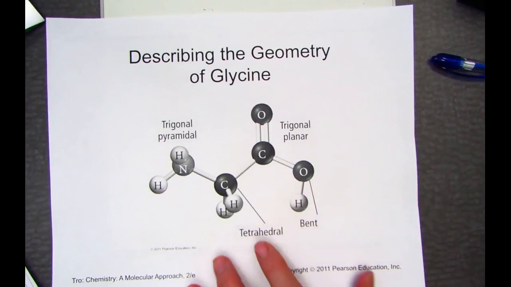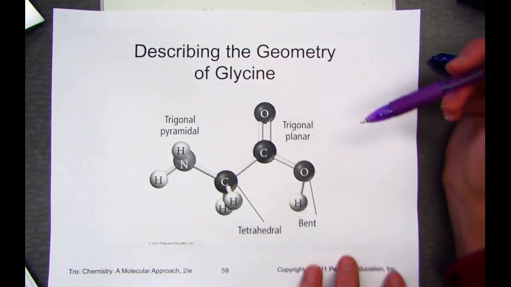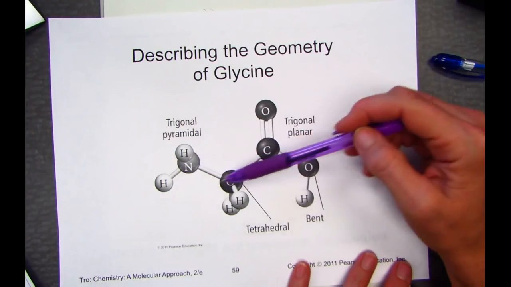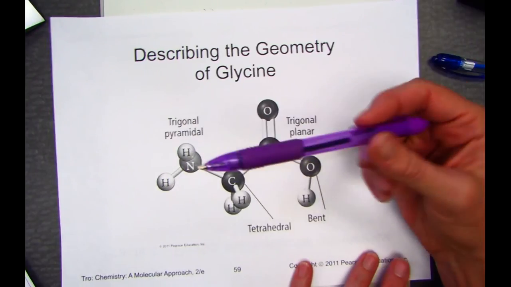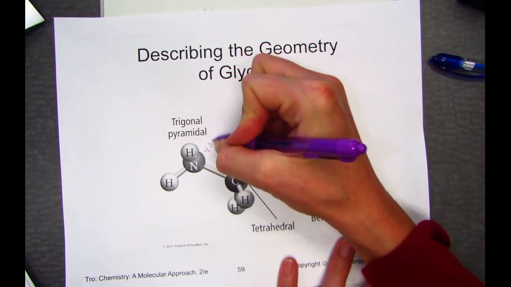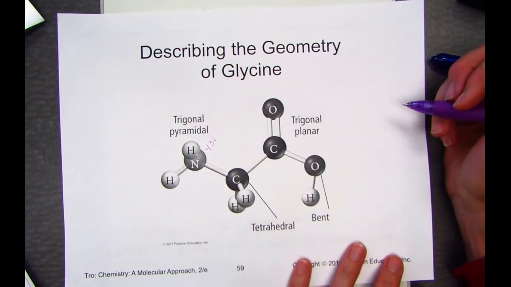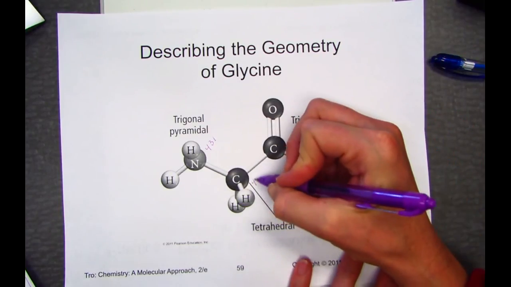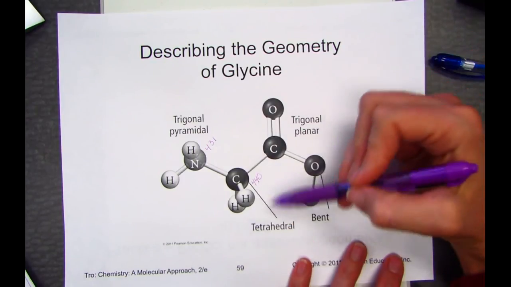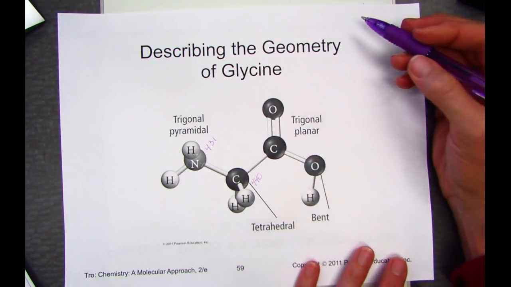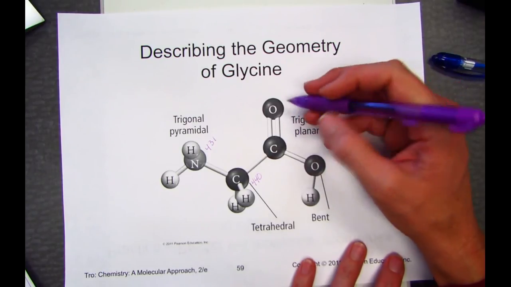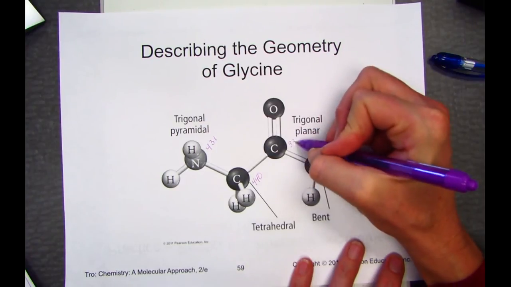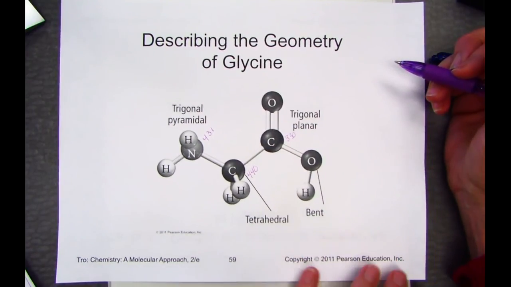Yet another example of a large molecule is glycine, one of our amino acids. We have nitrogen, 1, 2, 3 that are bonded, 1 non-bonded, so the molecular geometry here would be 4, 3, 1, trigonal pyramidal. Here's carbon, 1, 2, 3, 4 that are bonded, so tetrahedral, 4, 4, 0. This carbon has 3 electron domains. 1, 2, 3 are bonded, 3, 3, 0 gives us trigonal planar.